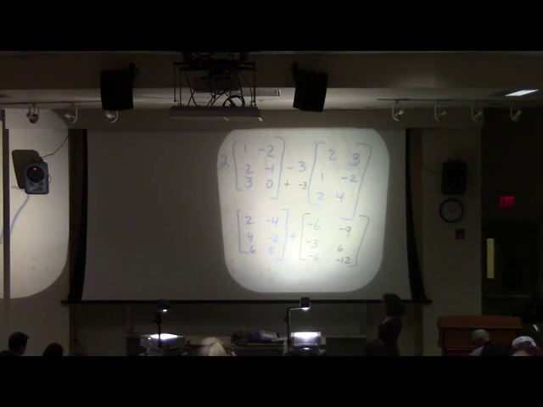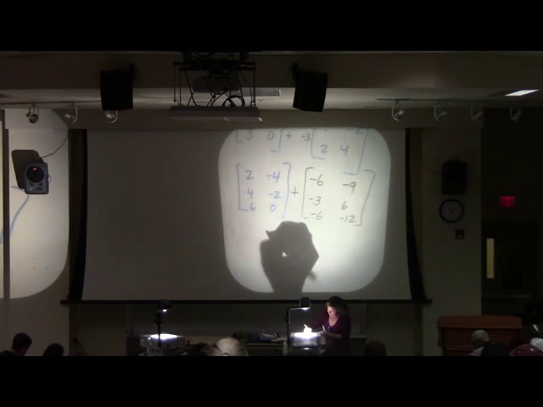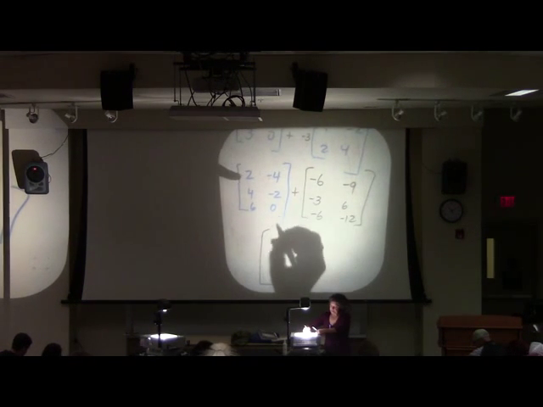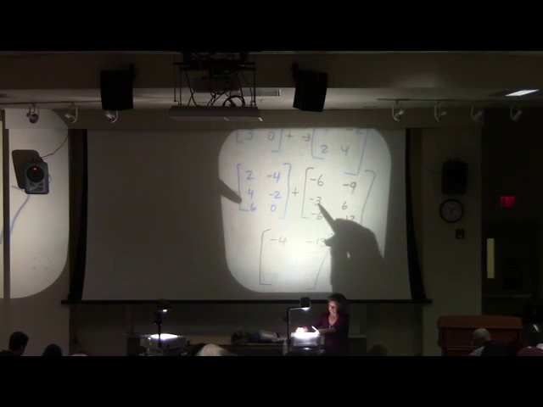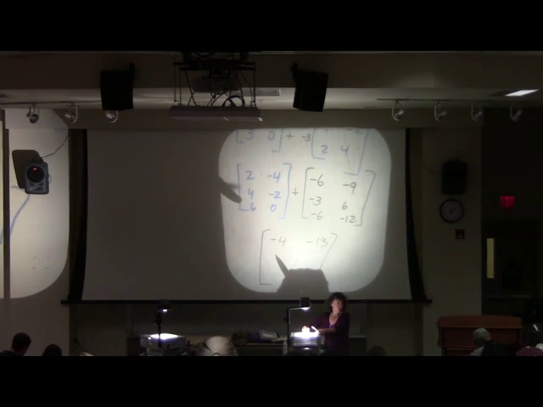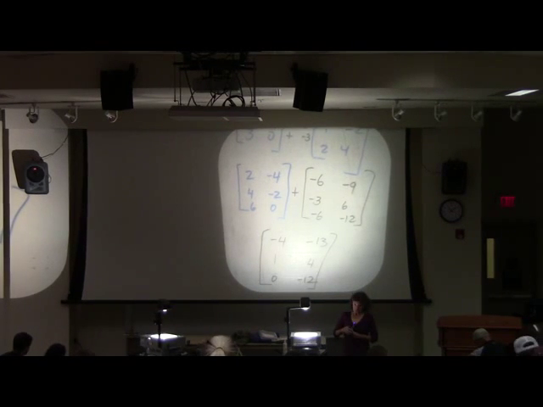You with me this far? So, let's add them up. What is 2 and -6? -4. What's -4 and -9? -13. What's 4 and -3? 1. What's -2 and 6? 4. What's 6 and -6? I just love that. And what's 0 and -12? -12. You with me?